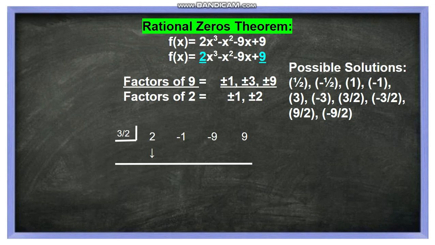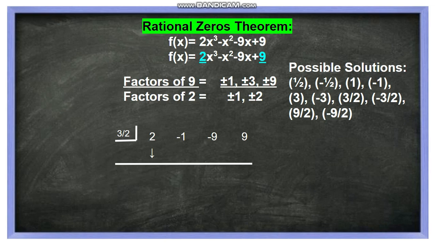Now, at this point, with the rational zeros theorem, you would be able to put all of these over each other, so you would know that you would have 1 as a possibility, negative 1, 3, negative 3, 9, negative 9, 3 over 2, negative 3 over 2, 9 over 2, and negative 9 over 2. So these options would all work possibly to find the zeros.